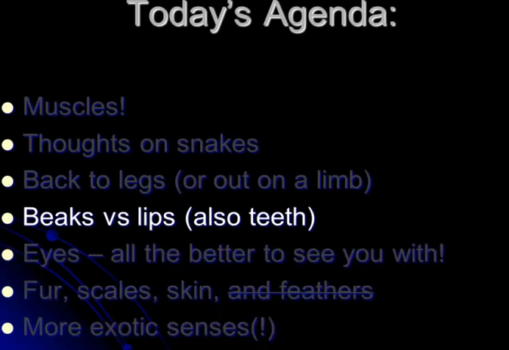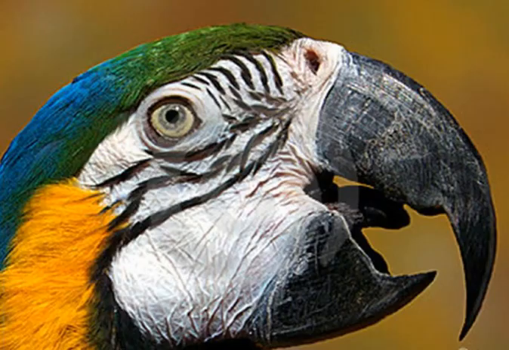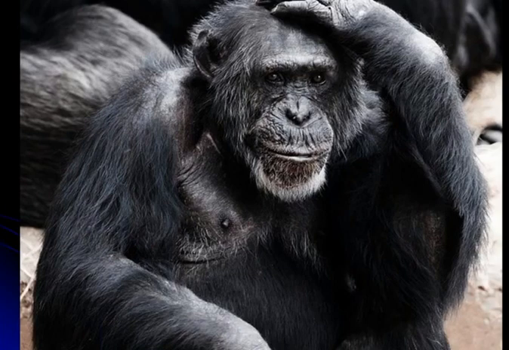So let's leap right into beaks and lips, and we'll touch on teeth. Obviously, birds have beaks and no teeth. And mammals have lips and teeth usually, not always, but usually, and generally speaking, no beaks. By the way, before someone asks, the duck-billed platypus, for whom I do not have a picture here, does not have a beak, which makes duck-billed a really horrible name.